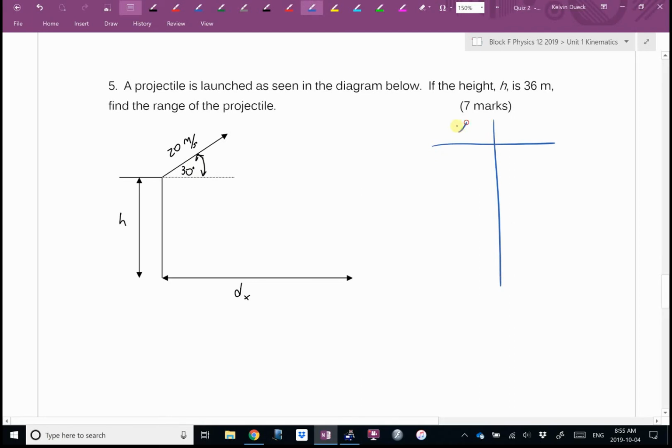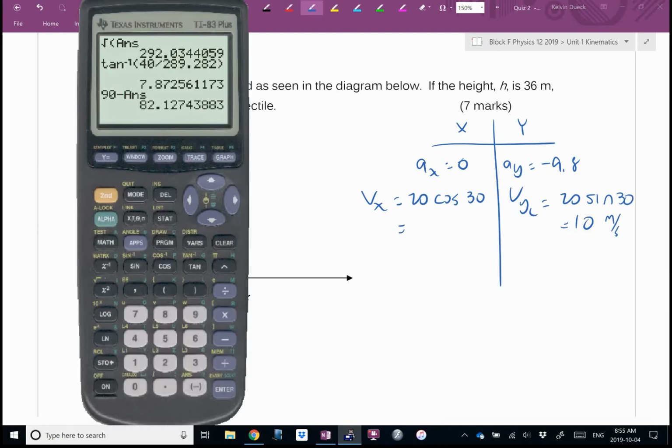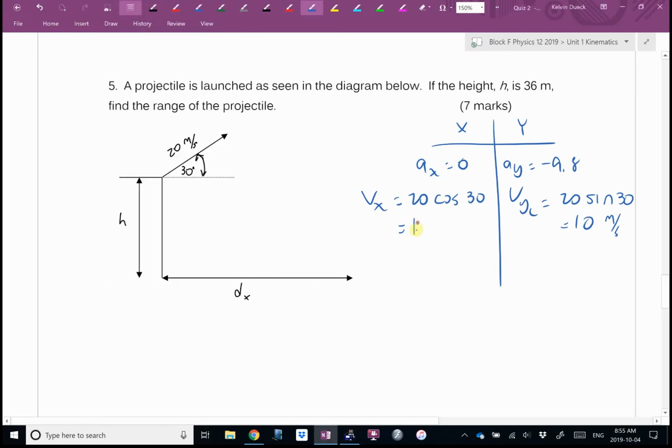First of all, t-table. Vx is going to be 20 cos 30. Vy initial is going to be 20 sine 30. This one works out even to 10. This one is going to work out to 17 point something, 17.32 if I do the math in my head. 17.3205. I'll carry some extra sig figs.